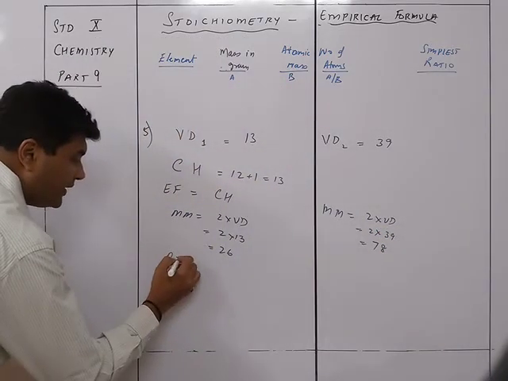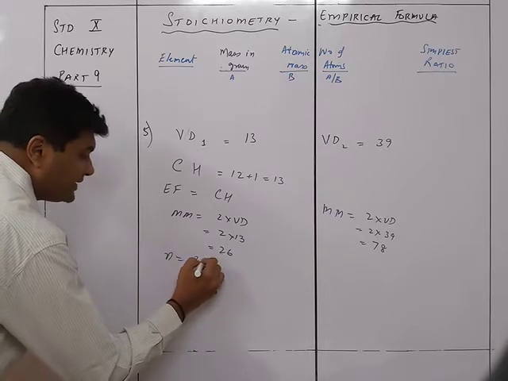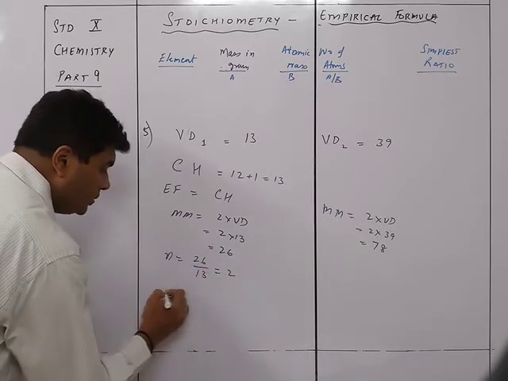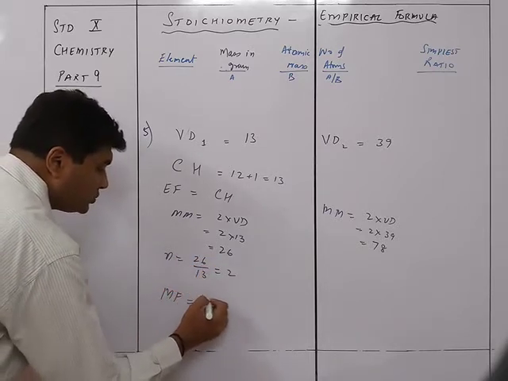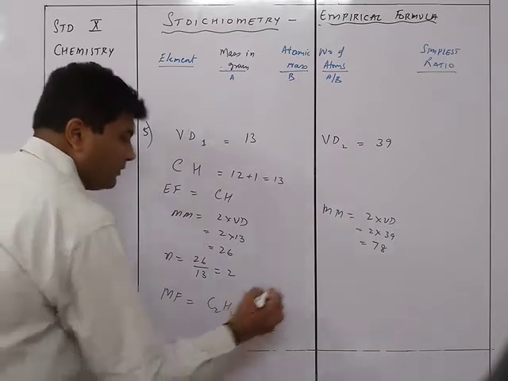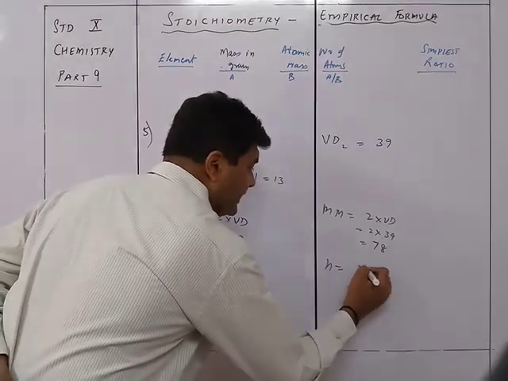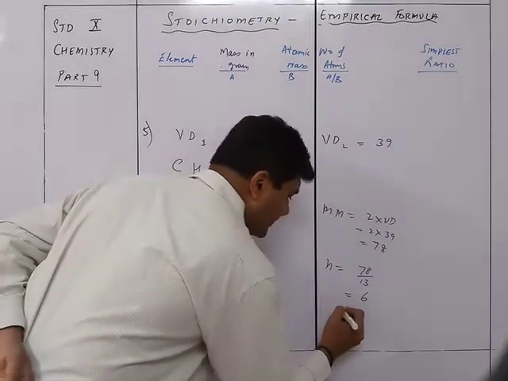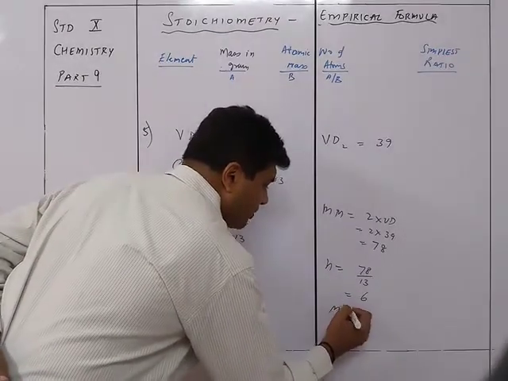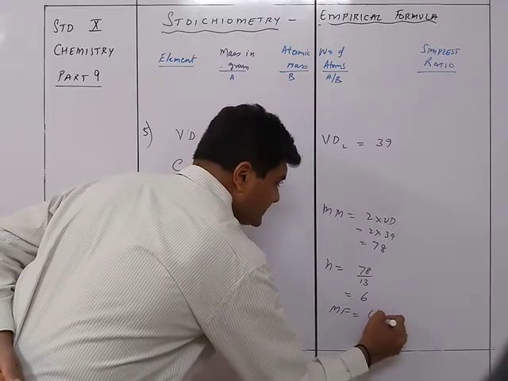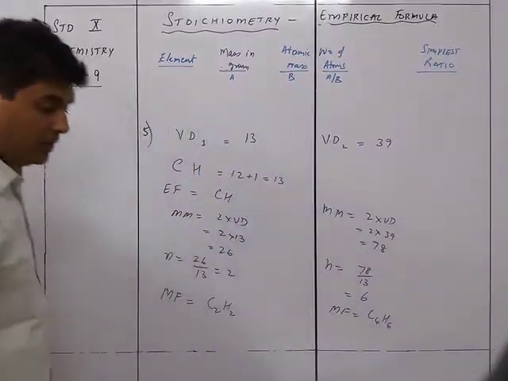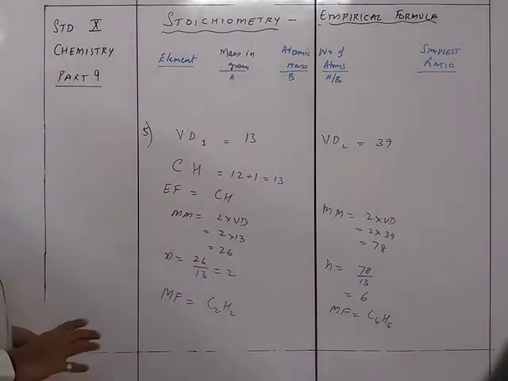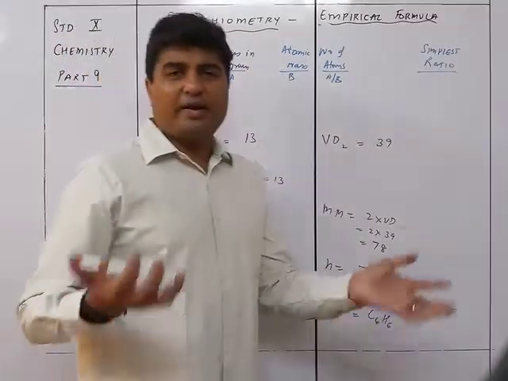Therefore n over here will be equal to 26 upon 13, which is 2. So the molecular formula is C2H2, whereas here n is equal to 78 upon 13, which is 6. Therefore, the molecular formula is C6H6. So that's the answer. You are directly taking it over here because they have not given any percentage composition.